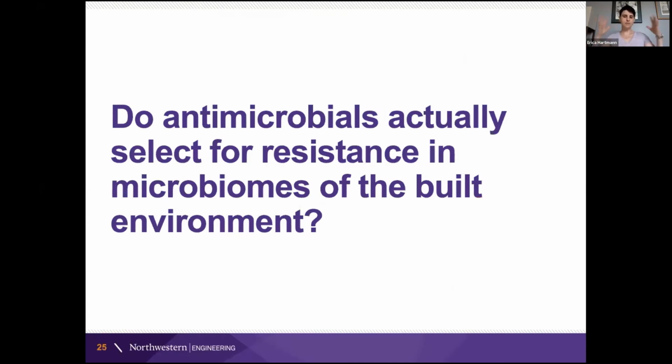Okay, so we have this dynamic environment where we have lots of chemicals coming from different places, and lots of microbes coming from different places. And I've showed you correlative studies that looked at the association between the presence of antimicrobials and the presence of antimicrobial resistance. But are we actually actively selecting for resistance in the built environment? Because if so, that's obviously highly problematic.